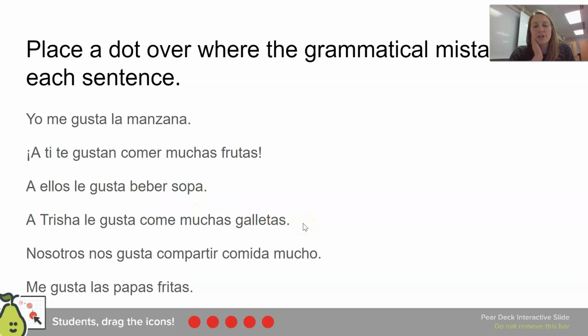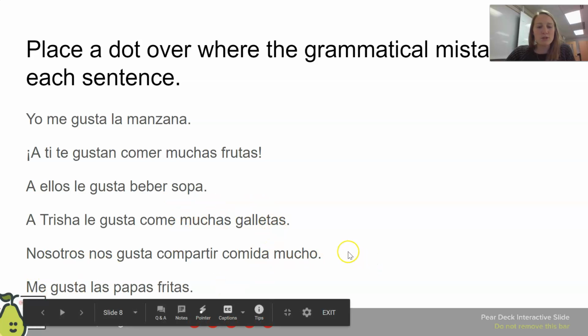What about this one? A Teresa le gusta come muchas galletas. I see this mistake all the time. Even in our speaking assessment, some of us said, me gusta bebo agua. Me gusta como manzanas. Whenever we have gusta, the second verb is going to be an infinitive. It's our 2-verb rule, right? First verb's gusta, it's conjugated. Second verb is unconjugated, it's an infinitive. So this should say, a Trisha le gusta comer muchas galletas.